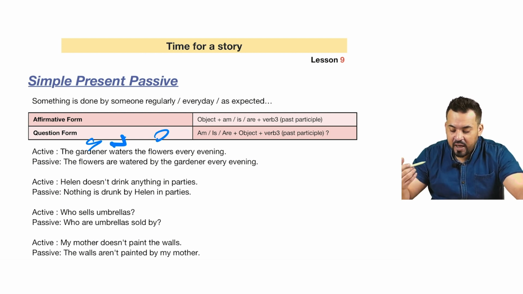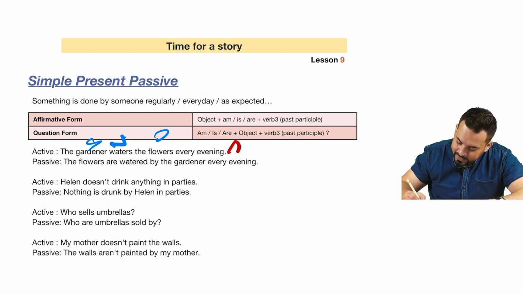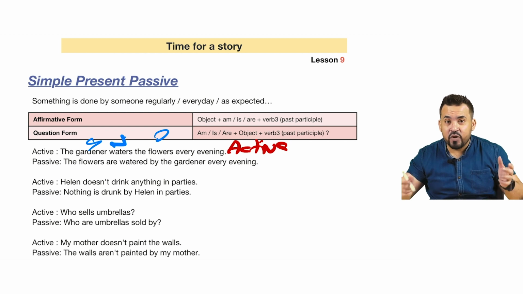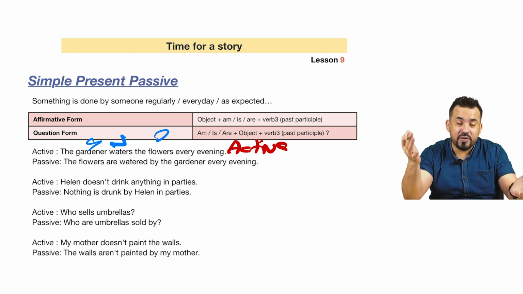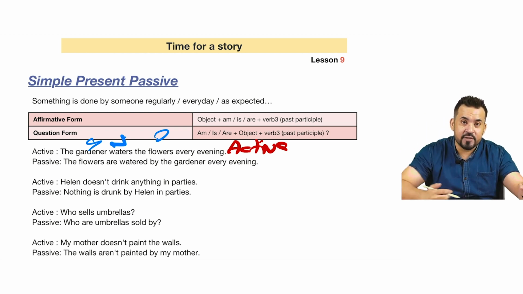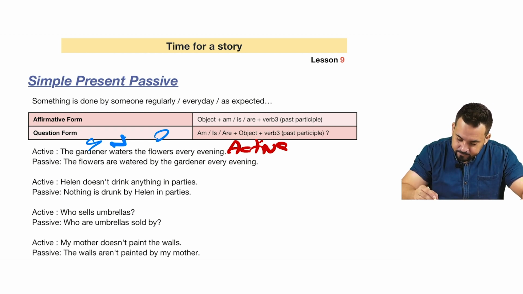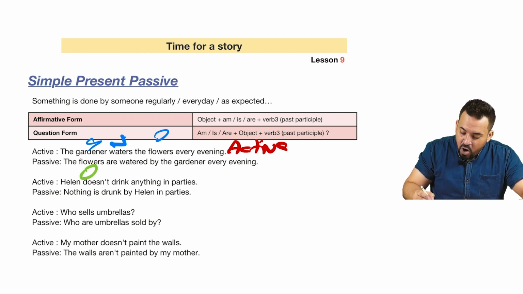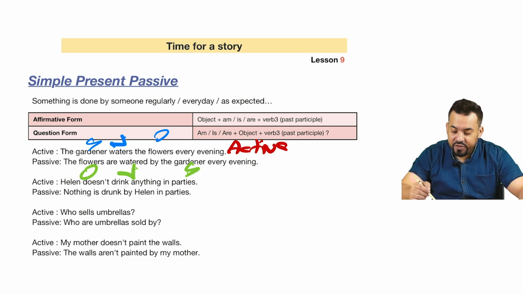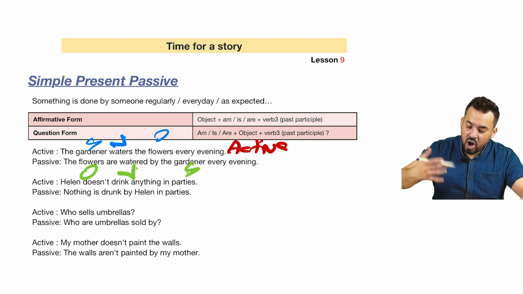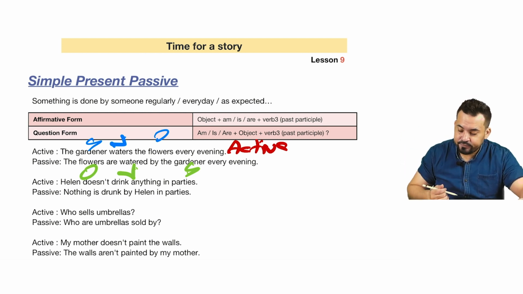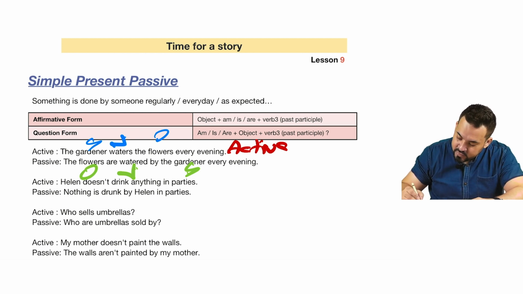The gardener waters the flowers every day. This sentence is active, right? Why is it active? Because we have a subject, we have a verb, and we have an object. Now let's take a look at what happens to it when we change it into the passive voice. The flowers, which was the object, became the subject, are watered by the gardener. So now the object of the first sentence, which was the flowers, became the subject of the passive voice sentence. The flowers are watered by the gardener. This is the passive voice.